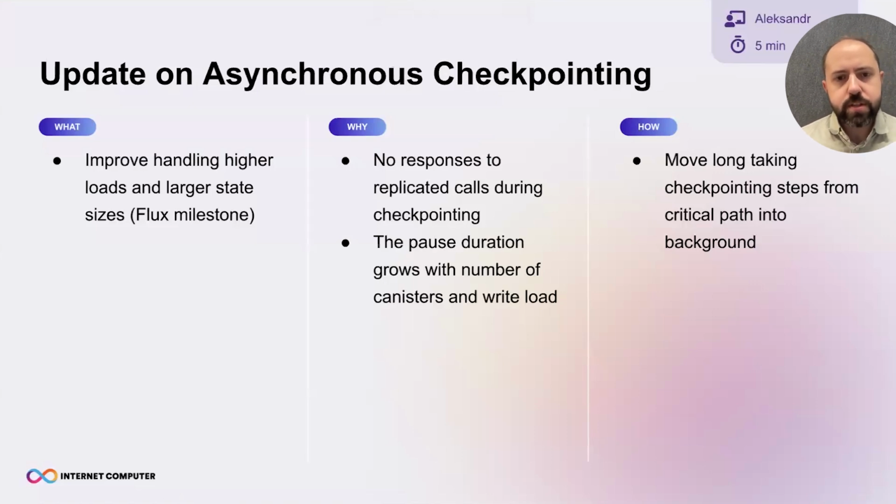The problem we're solving is pauses in responses to users' calls during checkpointing. So when we create a checkpoint, I will explain what it is on the next slide, we don't respond to the user's update call, so they have to wait. It's user visible latency, and it's better to have it as short as possible. And the duration of this pause grows as the subnets grow in state, in particular the number of canisters.